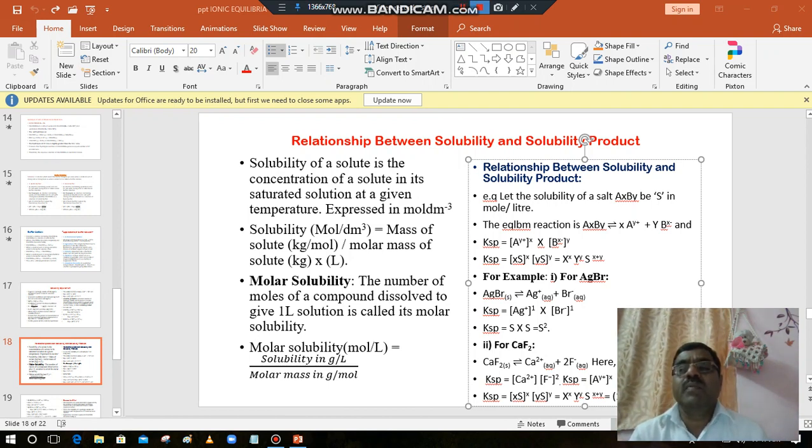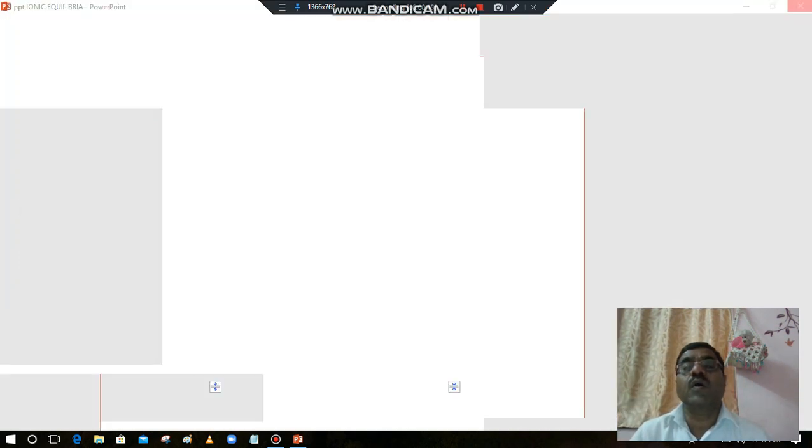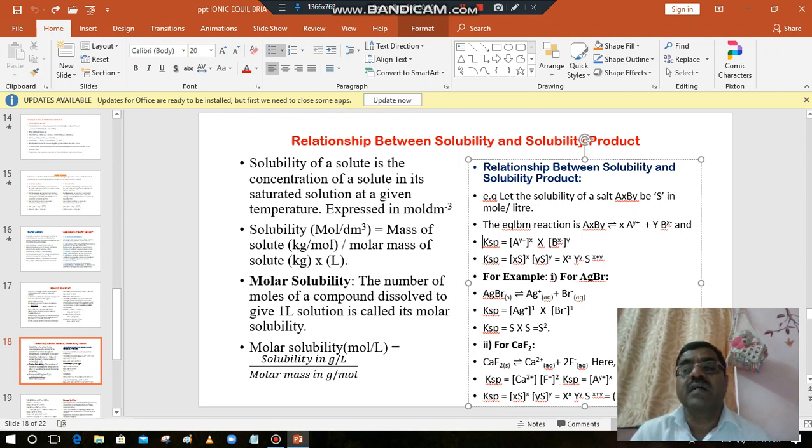Now the equilibrium reaction is AxBy is equal to x A^(y+) plus y B^(x-), and the solubility product Ksp is equal to [A^(y+)]^x into [B^(x-)]^y, and the Ksp becomes x^x into y^y S^(x+y).